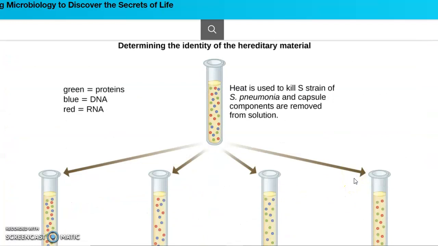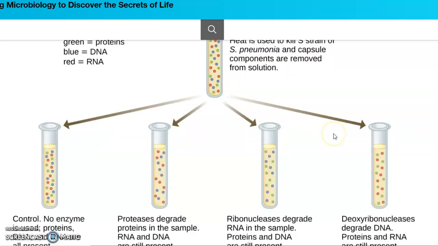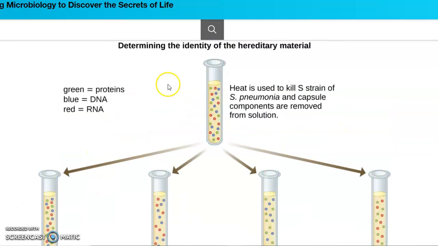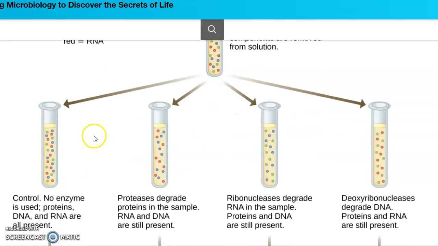So here's what they did. They used heat to kill the S strain of the S. pneumoniae and remove the capsule components from the solution. And so we have this color coding here. We have the proteins in green, we have the DNA in blue, we have the RNA in red. Okay. And so here's our control. No enzyme is used. All components are present. DNA, RNA, proteins, all present.